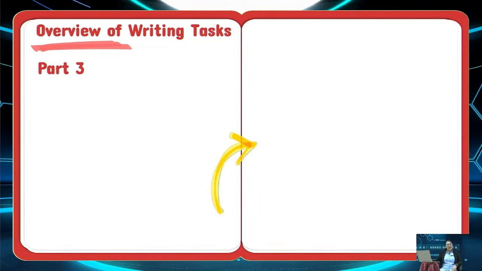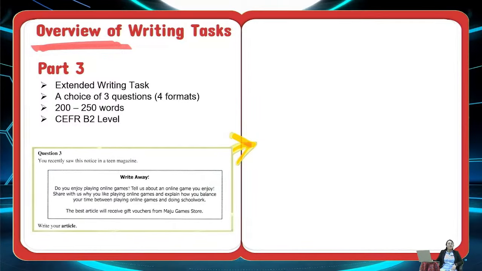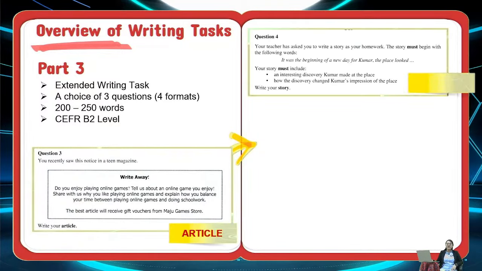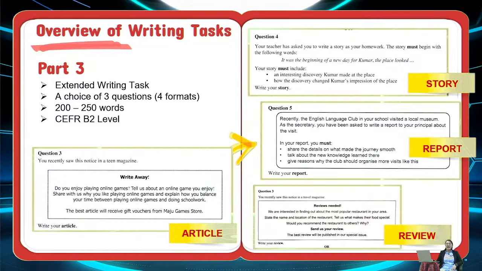Okay, the last part, which is part 3, we have the extended writing task. You have 3 questions, you have to pick one to answer. You need to write 200 to 250 words, CFR B2 level. So we have 4 different formats for this part. First, we have the article. Then we have a story, which is narrative writing. We have report and also a review. So those are the 3 parts you need to answer for SPM writing task.